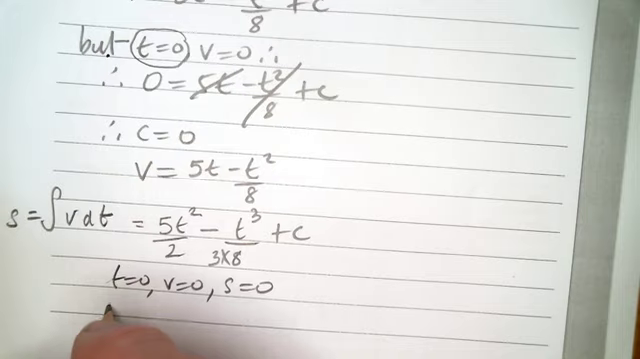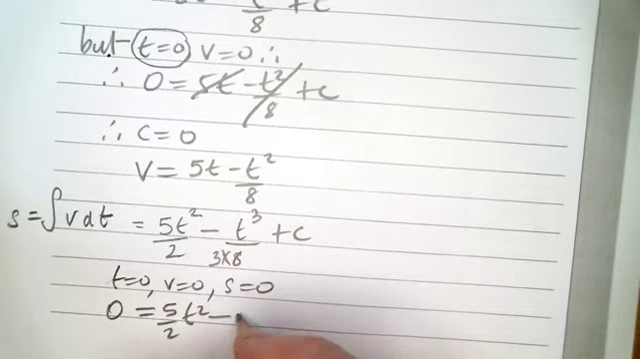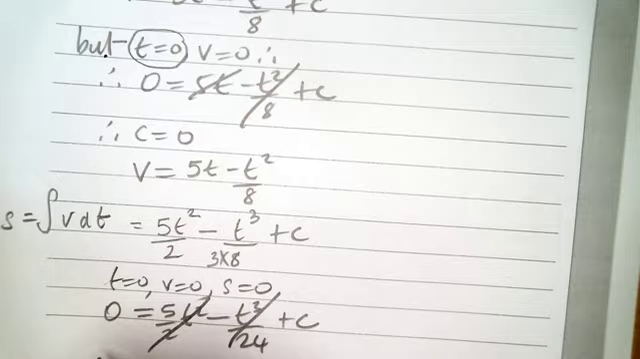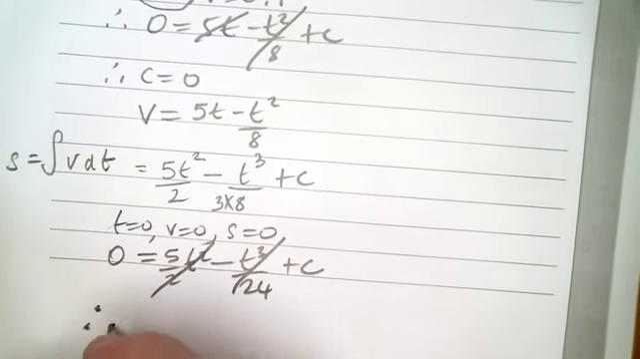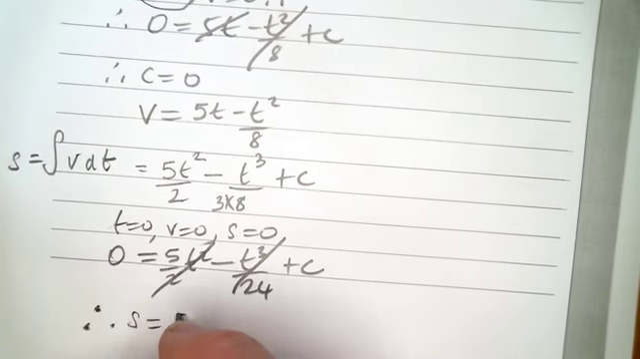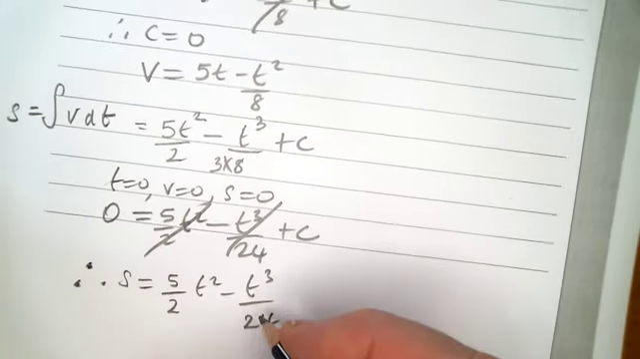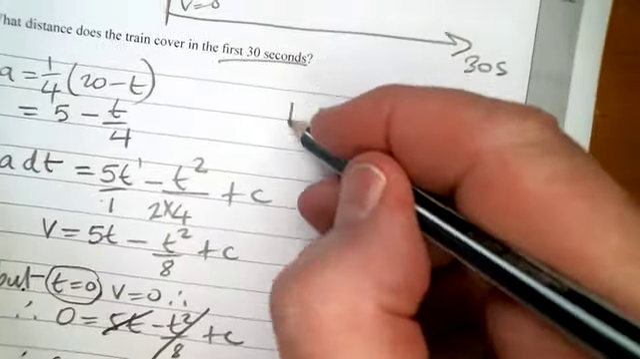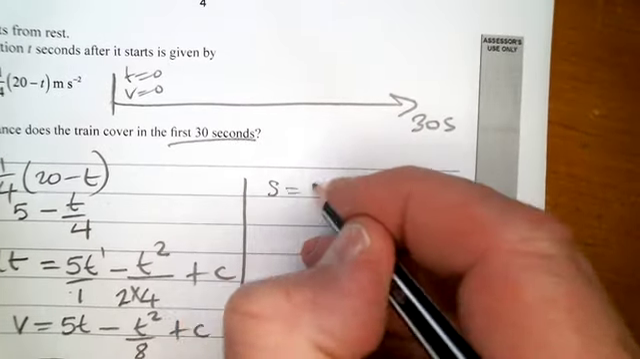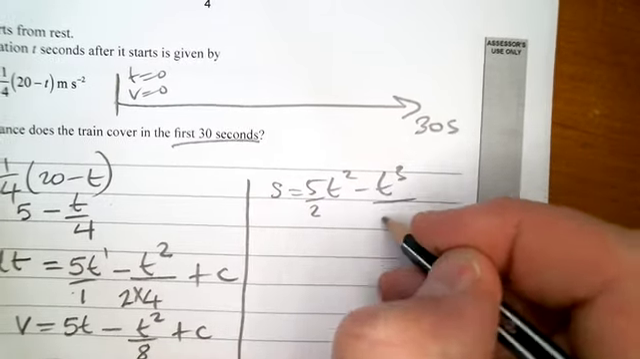So this is going to be 0 equals 5 on 2 t squared, minus t cubed on 24 plus c. That's 0, therefore c is 0. Therefore s is equal to 5 on 2 t squared minus t cubed on 24. Now we can take the next step. Here's my formula. I'll write this up now: s equals 5 on 2 t squared minus t cubed on 24.